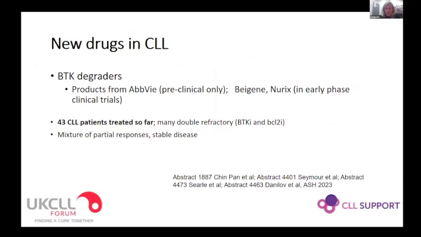One slide on new drugs. Definitely opening the door for Piers Patton for next week. BTK degraders will be really interesting to see where these go. There are a couple of different products available already in early phase clinical trials from BeiGene and Nurix, and these are available in the UK already.